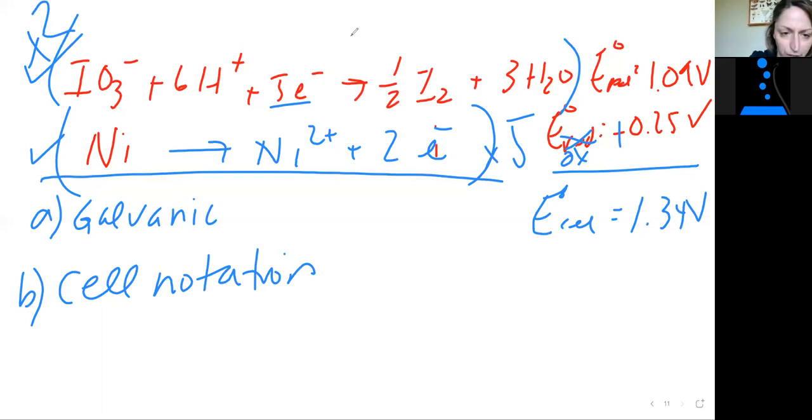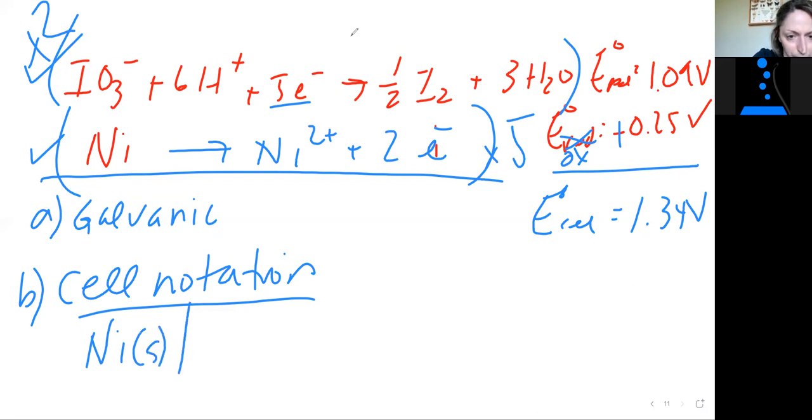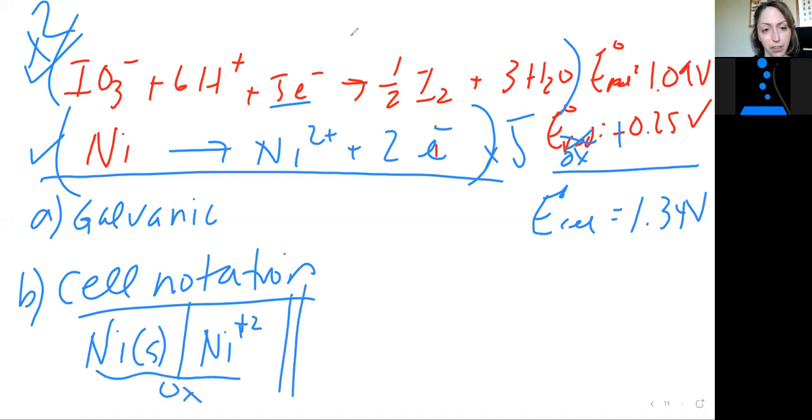So if I added those up and I asked you to do cell notation, what would that look like? Remember, cell notation always goes from what's being oxidized to what's being reduced. So in that case, you'd have to start with the nickel. Nickel solid goes to nickel plus 2, and that's my oxidation. Then you'd have your salt bridge. Then you've got to tell me what's being reduced. What's being reduced is the IO3 minus.